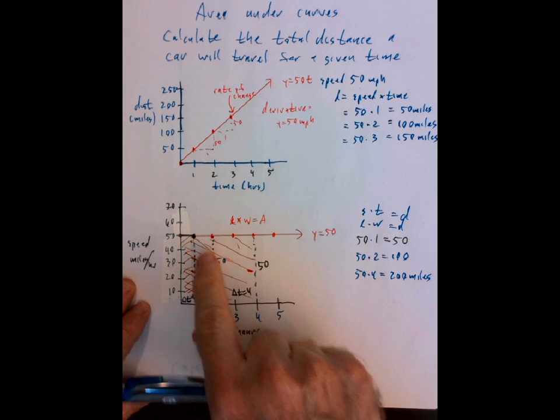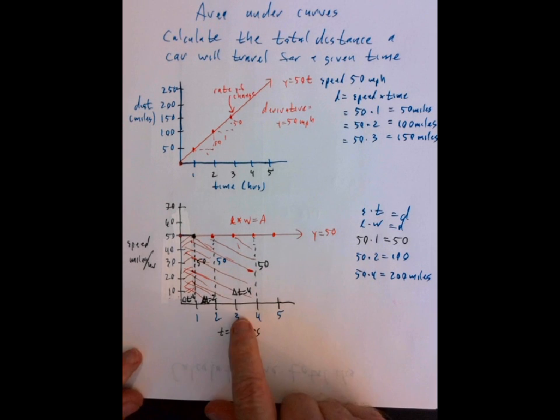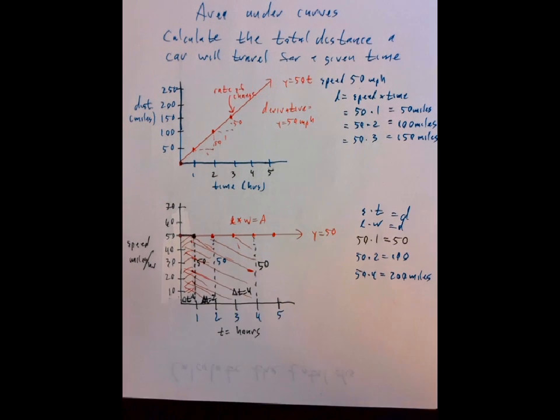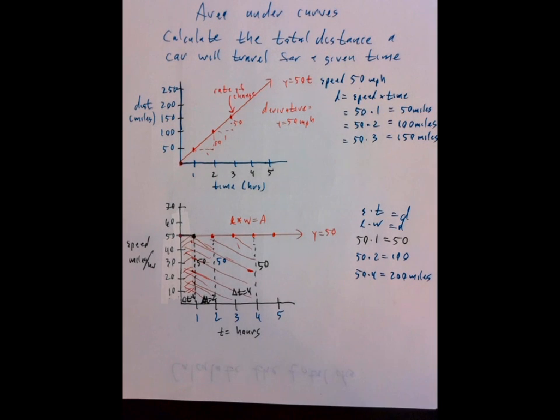So the area of that rectangle from 0 to 4 under the curve represents the total distance traveled. Okay, so we can total up the distance that the car is traveling by calculating the area under the curve. And that's one of the main kinds of problems that calculus solves: calculating totals of things, totaling things up.